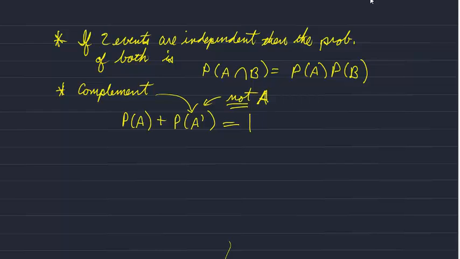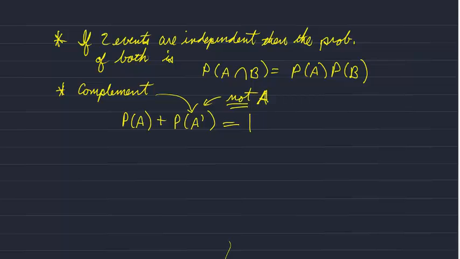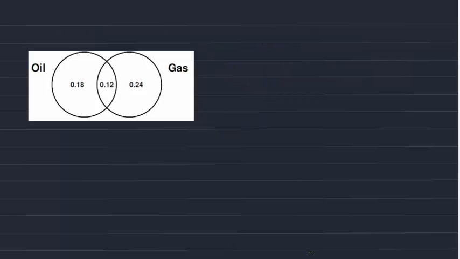This is video 5 of week 2's lecture series on probability basics. So we just went over some basic concepts, or rules, of probability. Now let's consider the situation in which two events are not mutually exclusive.